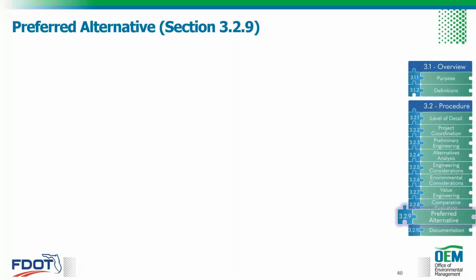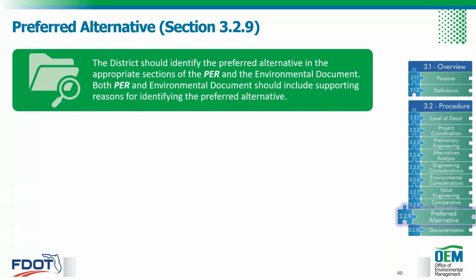Okay. Let me make sure. Oh, I'm sharing the next slide to give you guys the answer. A little bit of a tricky question for you guys. The answer is no. I'll go through that as I continue on with our preferred alternative section, which is section 329 in the manual. So the environmental document should briefly discuss the proposed design features of your preferred alternative, but on the other hand, your PER should discuss in detail the preliminary design features of the preferred alternative.